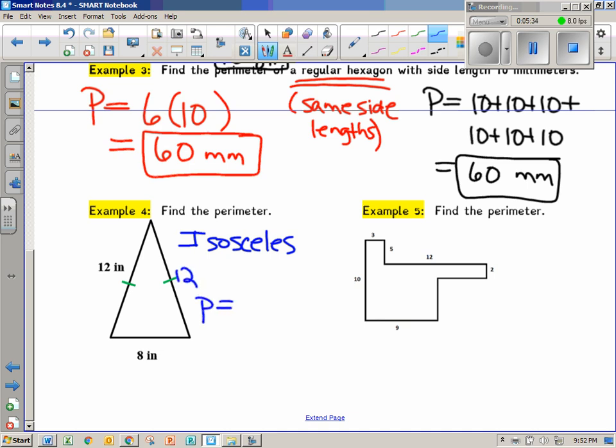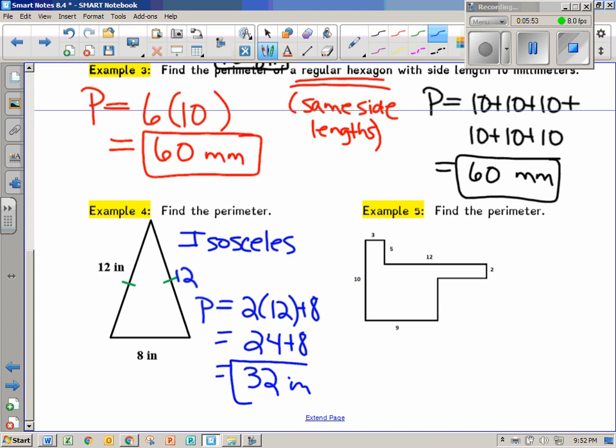So perimeter equals. Some of you might want to write, instead of writing 12 plus 12, you could put 2 times 12 if you prefer. Either way, and add to get 32, and our unit here is inches.